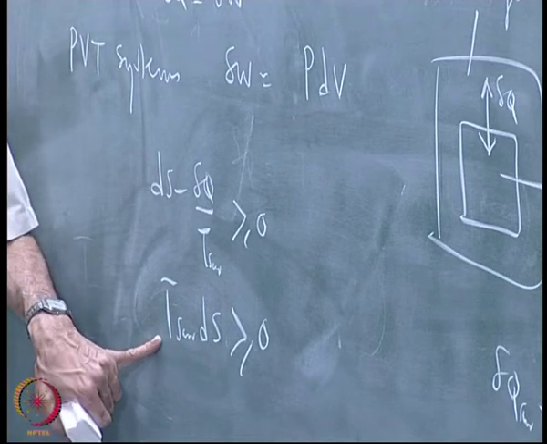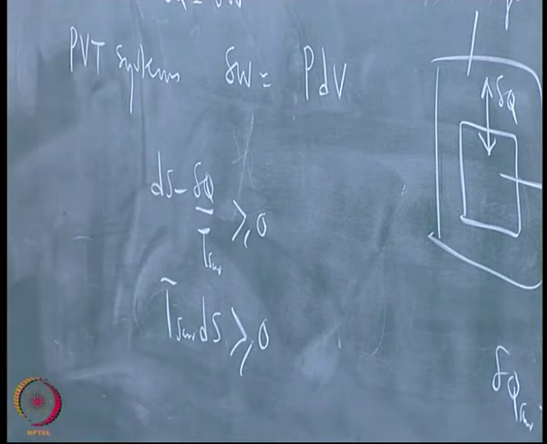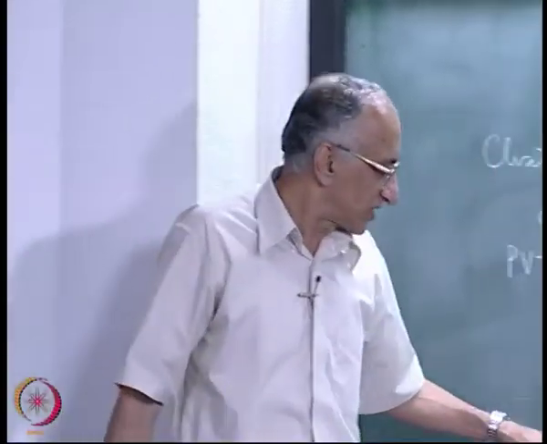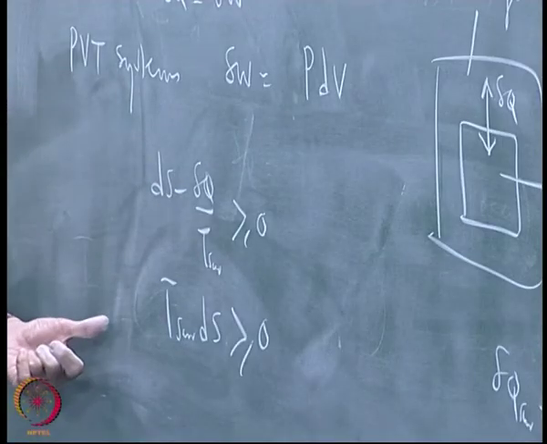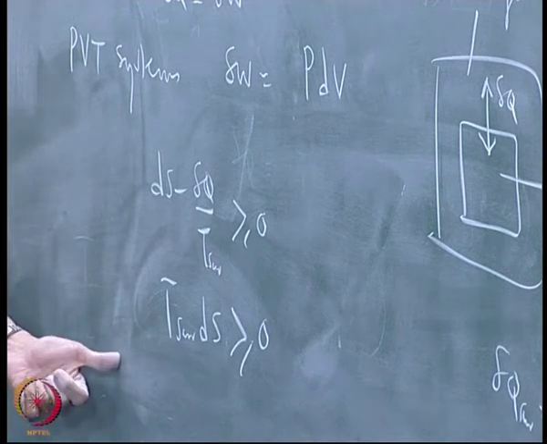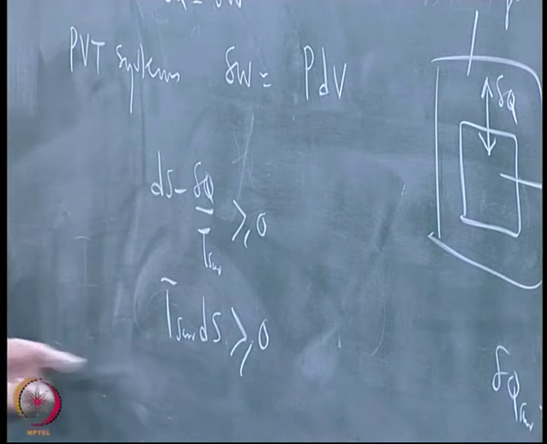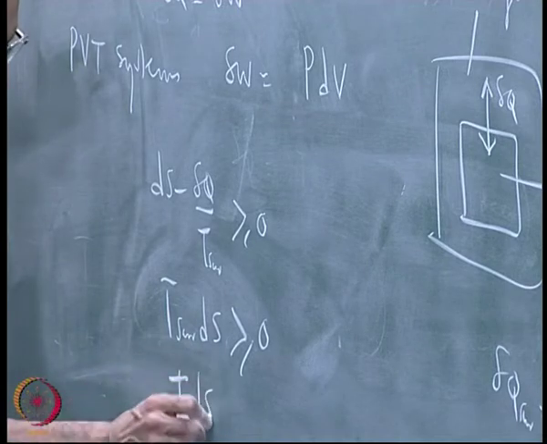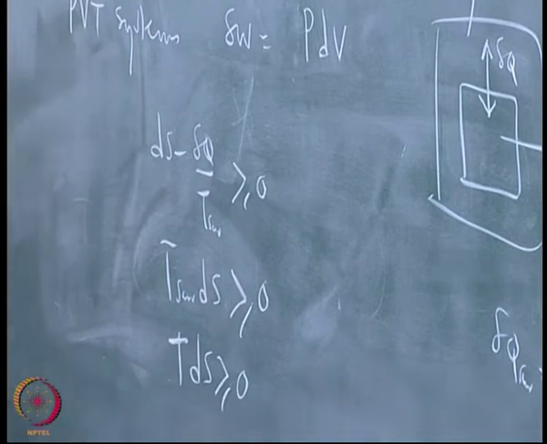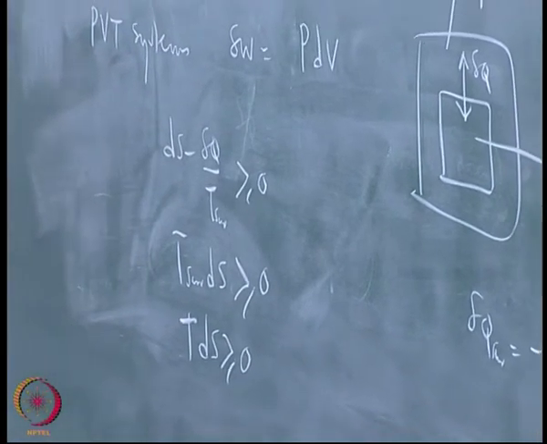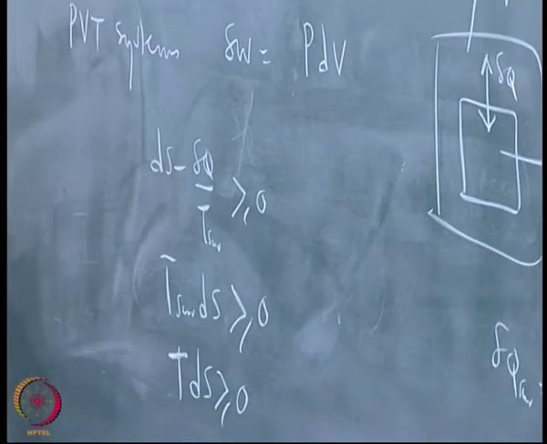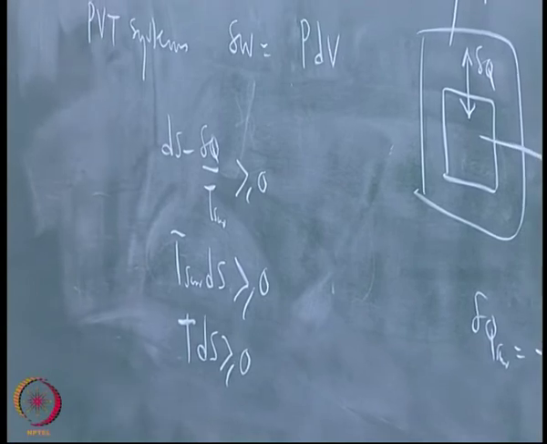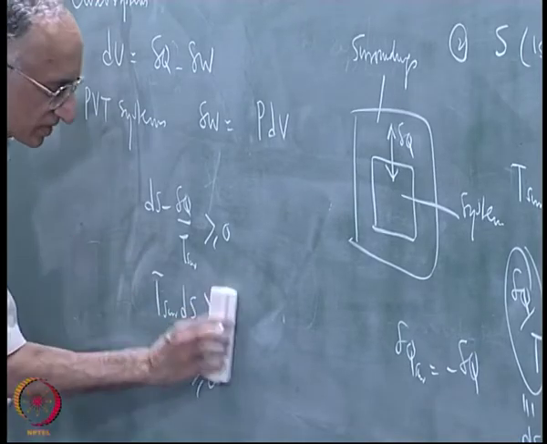You have to find the smallest value of T surroundings for which it is valid for you to generalize the result. The smallest value of T surroundings for heat absorbed by a system would be equal to T itself, right. The most general case is TdS is greater than or equal to 0. If TdS is greater than or equal to 0, then T surroundings dS is automatically greater than or equal to 0. I am sorry, TdS is greater than delta q, not 0.